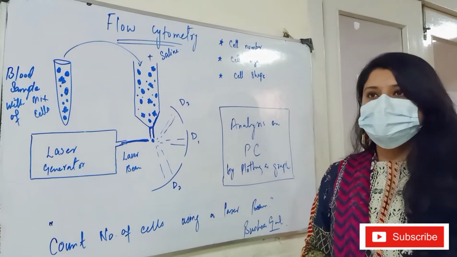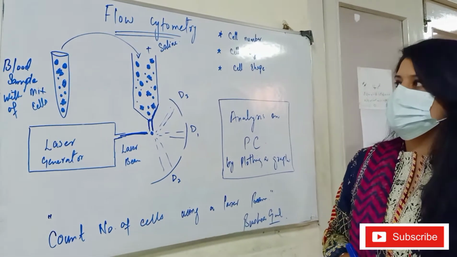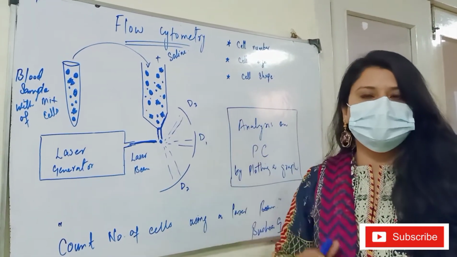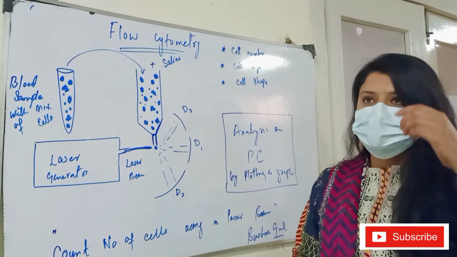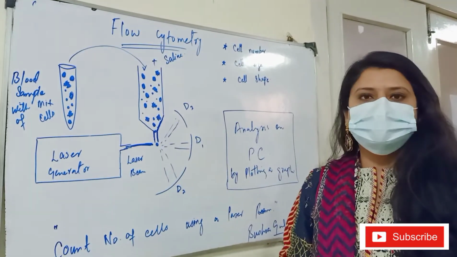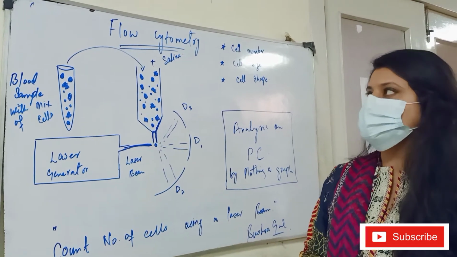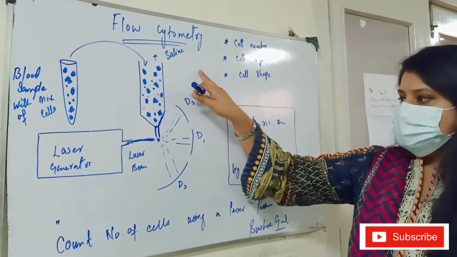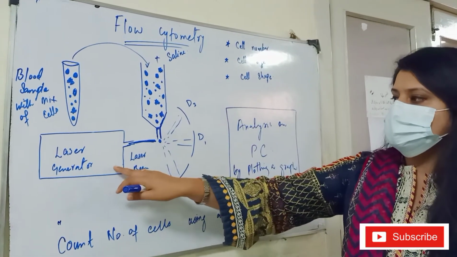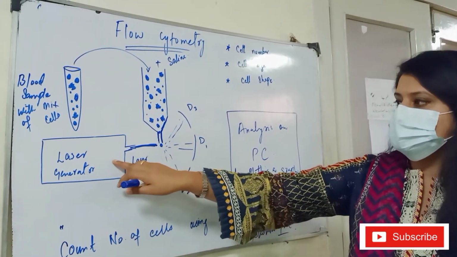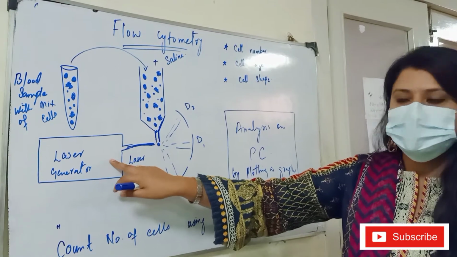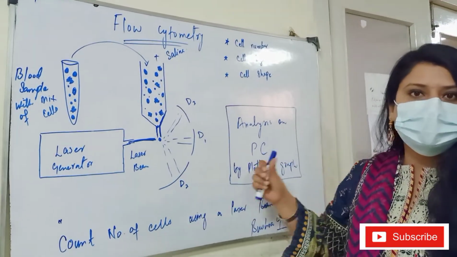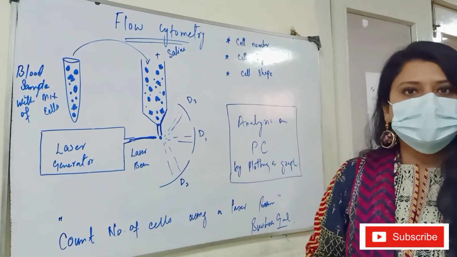So if we want to find out the number of cells in a mixture and their shape, size and complexity, we go for the technique that is flow cytometry. Although we can count the number of cells through a microscope, that would be very laborious and it is not as accurate as flow cytometry. Flow cytometry uses the basic principle of the laser generator. The laser generator generates a laser beam that strikes the cells, and that is further detected on the detectors, and the analysis is done on the PC.